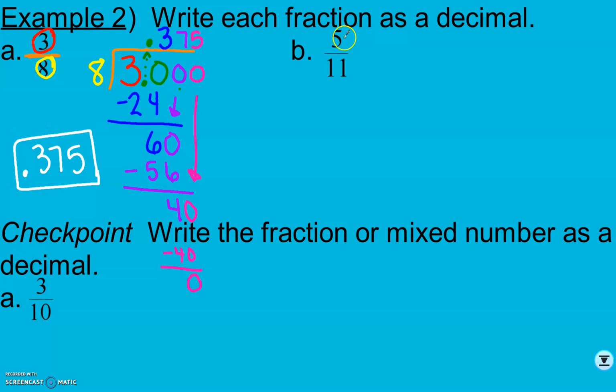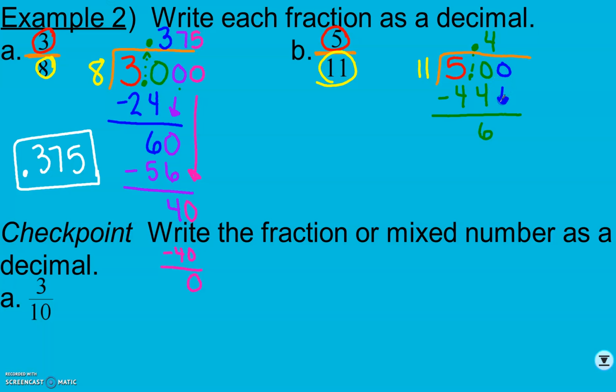In B, we have 5 divided by 11. So again here, 11 does not go into 5, but it does go into 50. So bring my decimal up. Goes into 50 4 times. We're going to multiply that back. Subtract. And here I get 6.